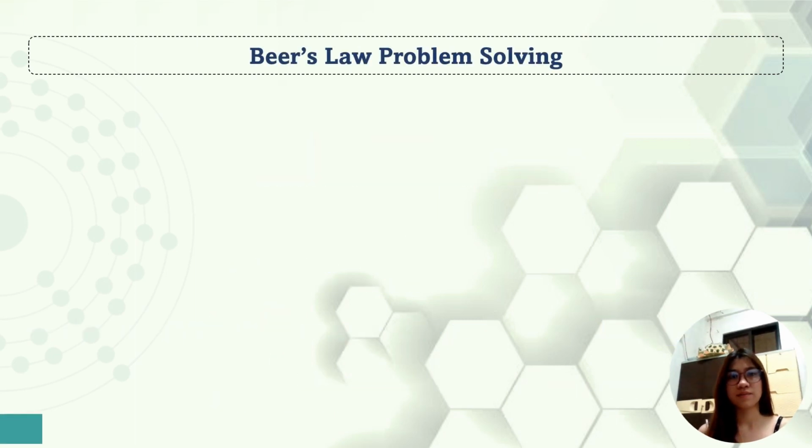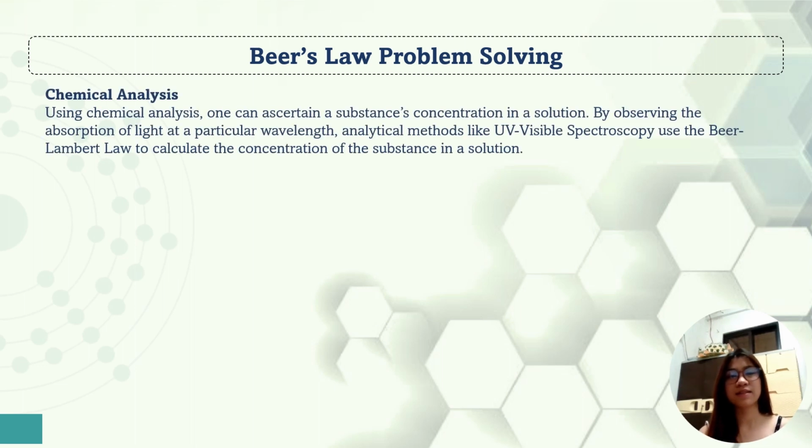Let's have a Beer's law problem solving. As said earlier, it can be used for chemical analysis, so that one can ascertain a substance's concentration in a solution by just observing the absorption of light at a particular wavelength. Analytical methods like UV-Vis spectroscopy use the Beer-Lambert law to calculate the concentration of the substance in a solution.